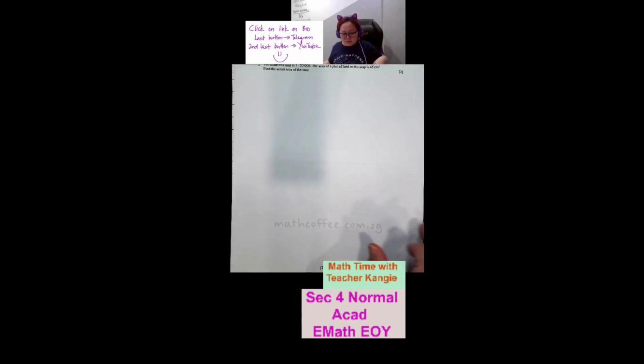This is a map skill question. 2 marks. Be it whether 1 mark or 2 marks, even 1 mark is so important. Many 1 marks is a lot of marks, agree or not? So never look down on your 1 mark. 1 mark is 5 marks.